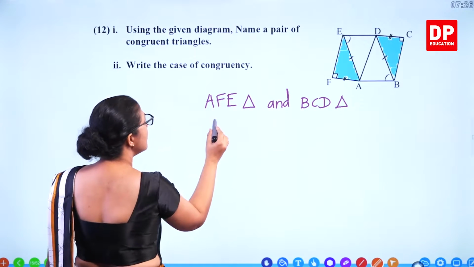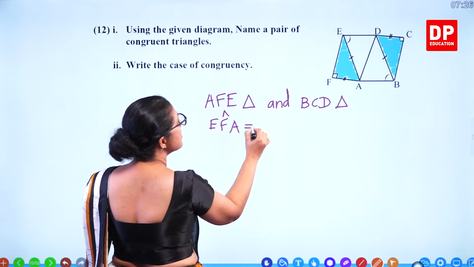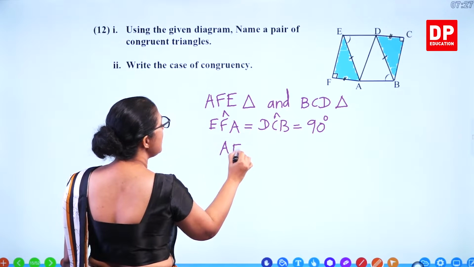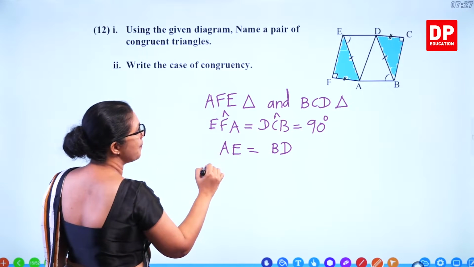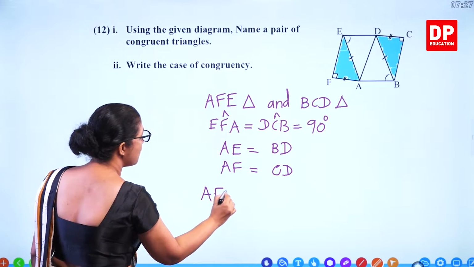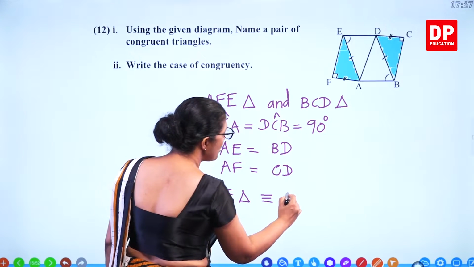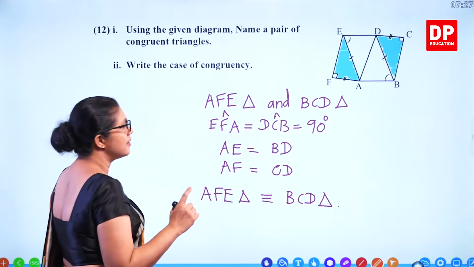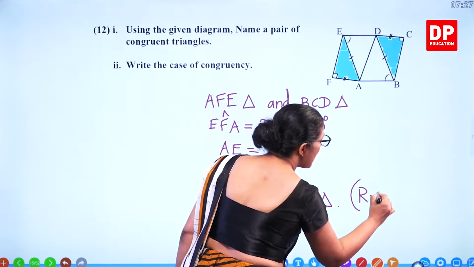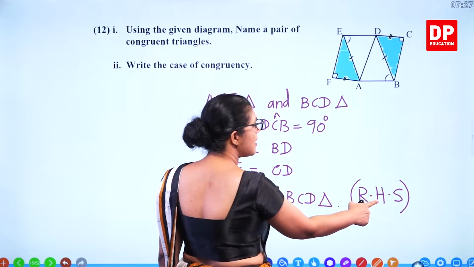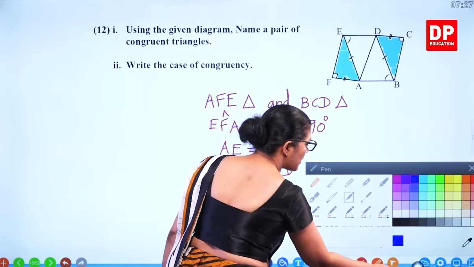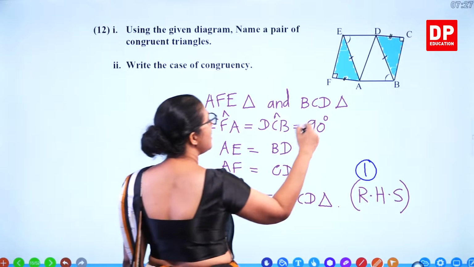That's a right angle triangle. So EFA and TCB angles are 90 degrees and AE is equal to BD. It's given. AF is equal to CD. So you can say AFE triangle is congruent to BCD. What's the reason? Right angle triangle, hypotenuse and side, RHS. So the reason is RHS. Right angle triangle, hypotenuse and side. So write down the case of congruency. So you get 1 mark for writing down the case and identifying this 1 mark.